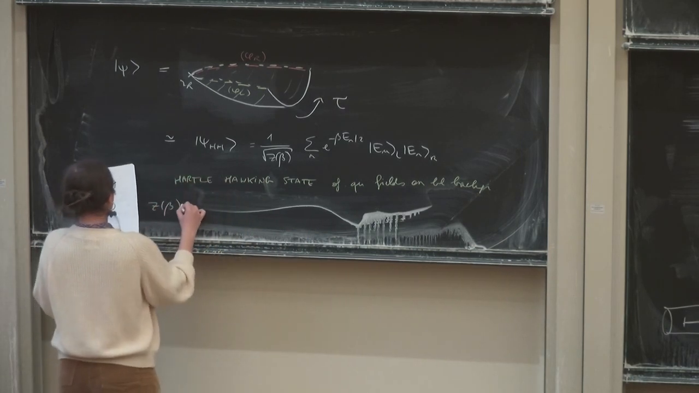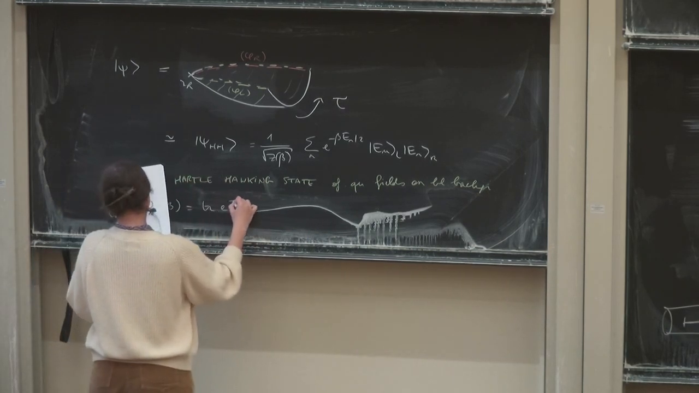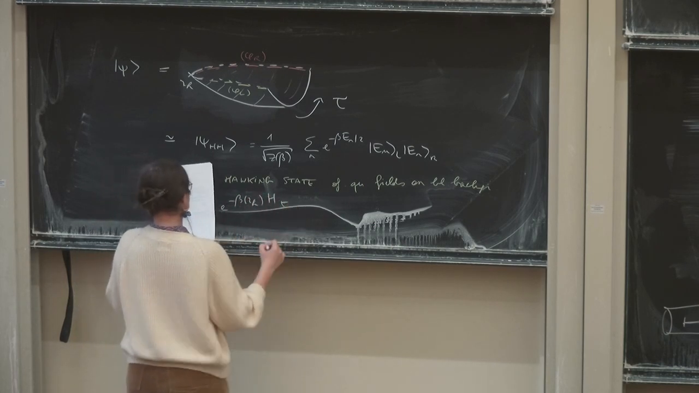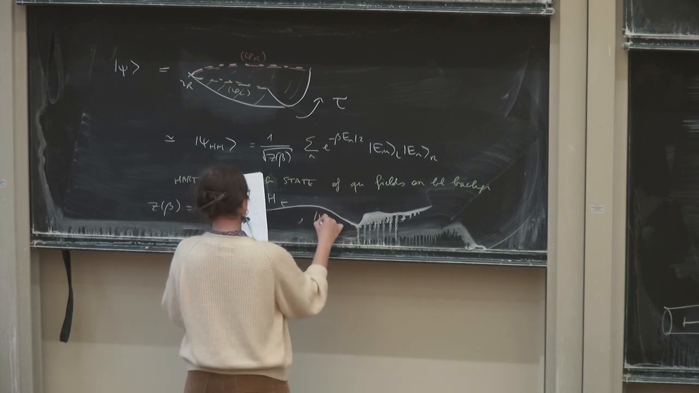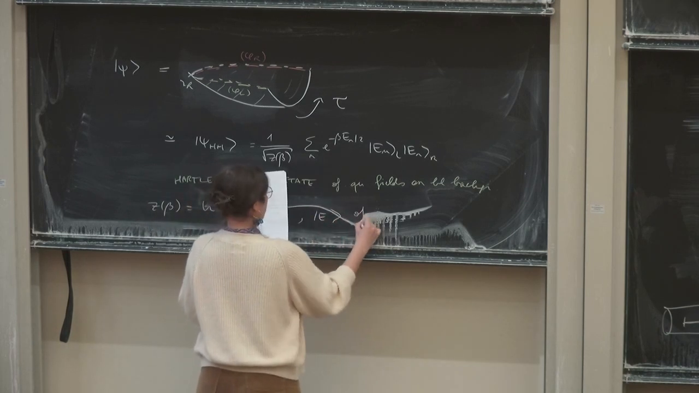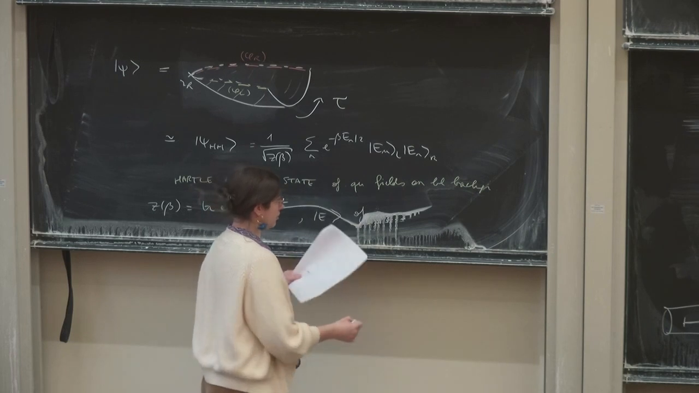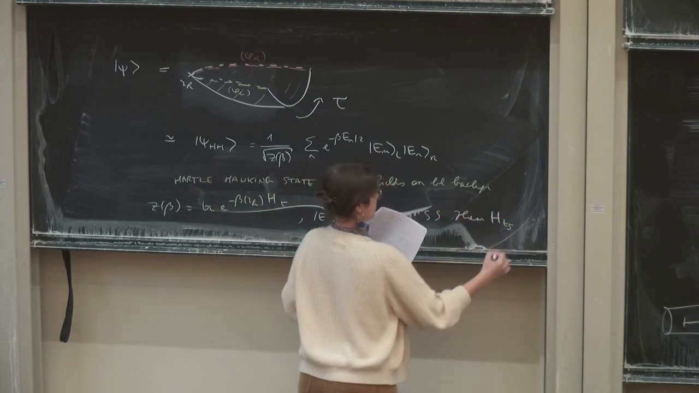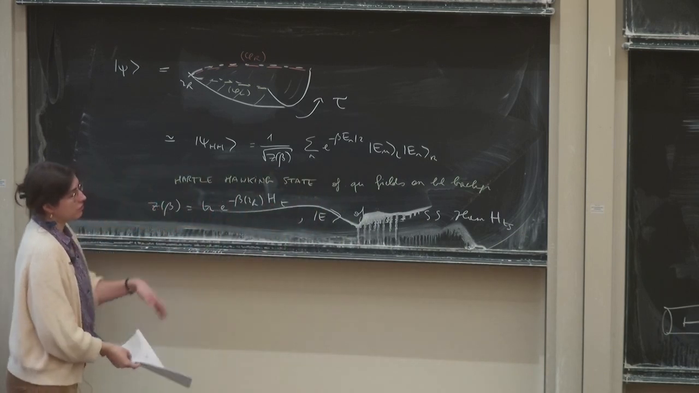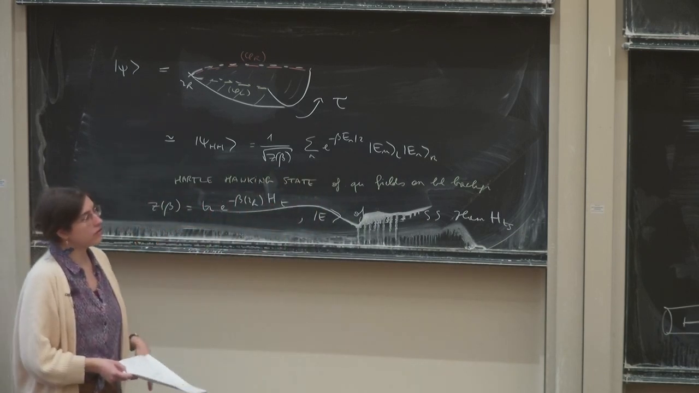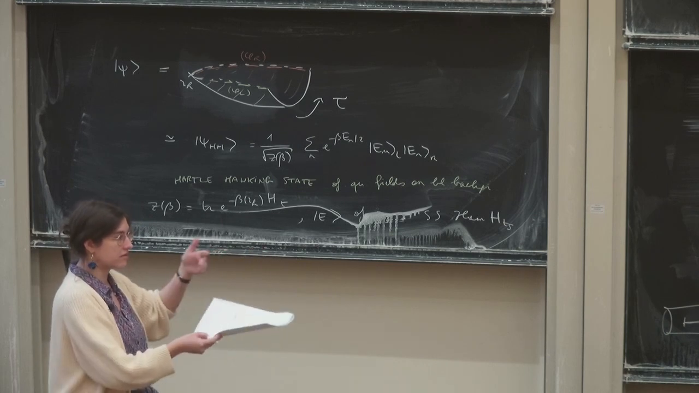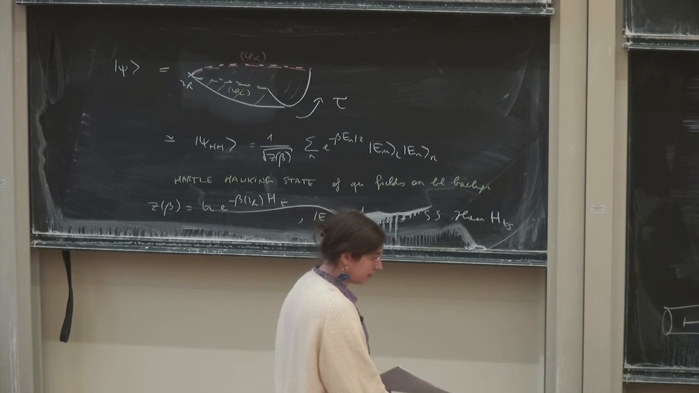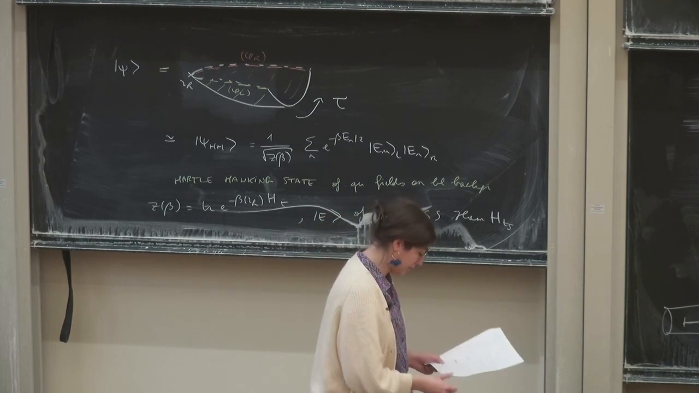Where, okay, Z of beta is your partition function, so it's a trace of e to the minus beta H tau, and these energy eigenstates are the ones of your Schwarzschild Hamiltonian, H_TS. Okay. So I'm reusing the same notation for different things because they play the same role every time, okay.